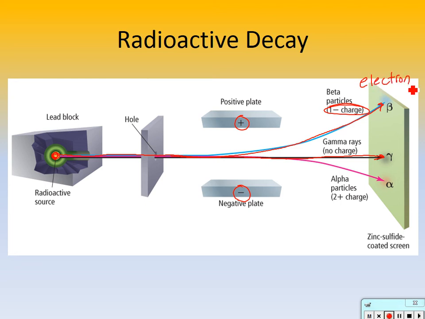Remember how we talked about the cathode ray tube experiment? The electrons got attracted to the positive side of the magnet. Well, beta particles, because they are electrons, same thing. Which one's attracted to the negative side of the magnet? Alpha particles, because they have a positive charge.